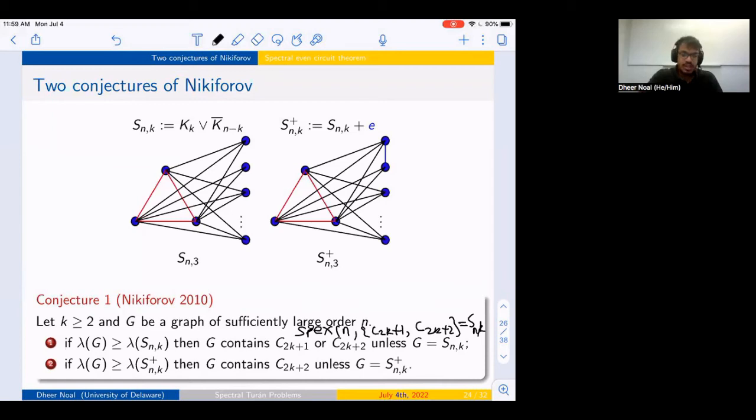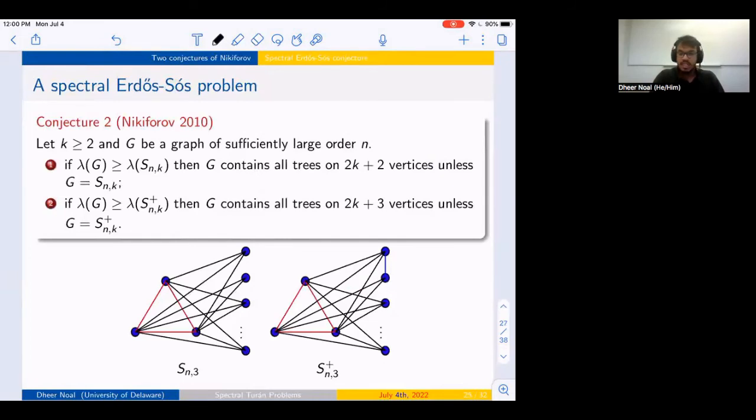And similarly, the other part of this conjecture is that if your spectral radius is at least as much as the spectral radius of S_{n,k}^+, then you should contain the even cycle C_{2k+2}. I mentioned that the Turán numbers for even cycles is still open. The next thing to study would be C8 because we don't have a matching lower bound for that. But this conjecture aims at answering the spectral Turán version of that even cycle problem.